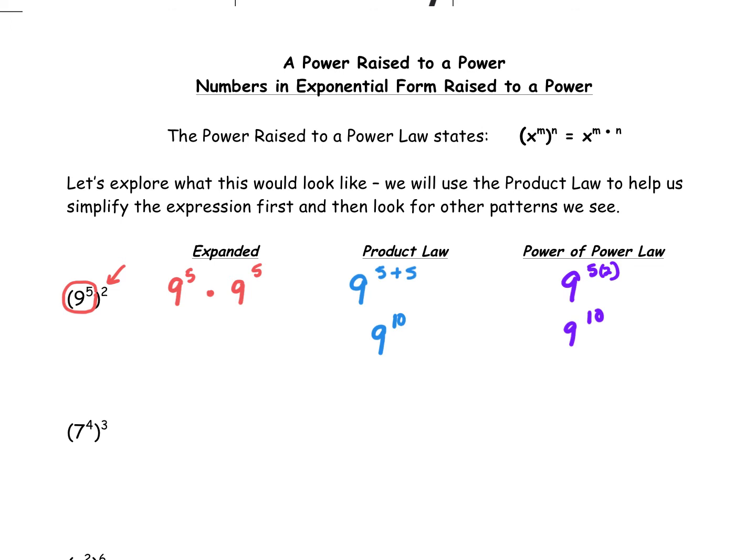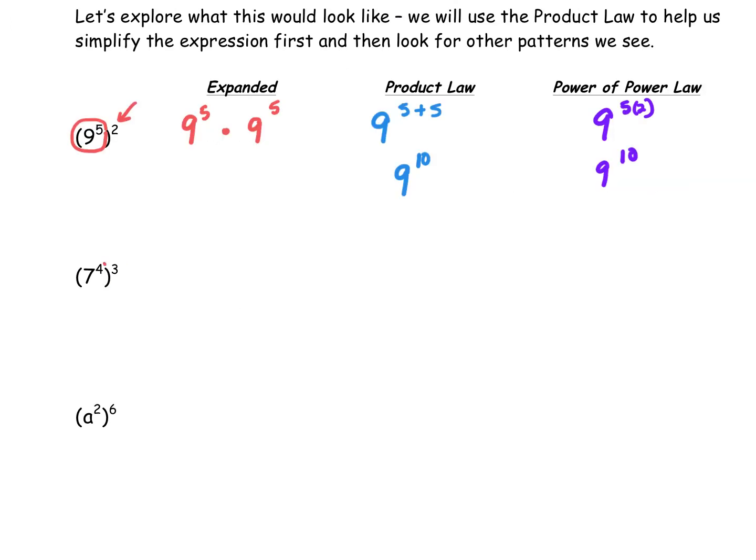So let's see if this works if we use it again. I'm going to start with the expression inside the parentheses. So I'm going to write 7 to the 4th power. And the exponent outside says I'm going to multiply that by itself, and I should multiply it by itself 3 times.